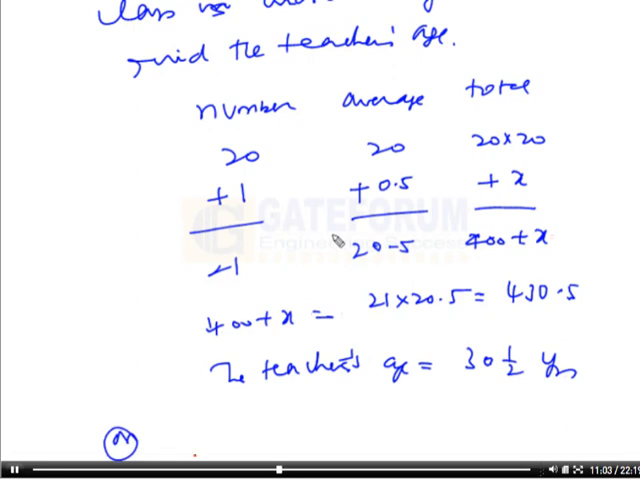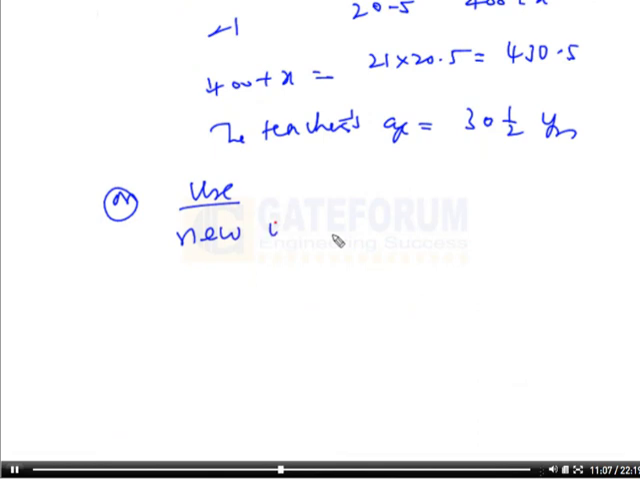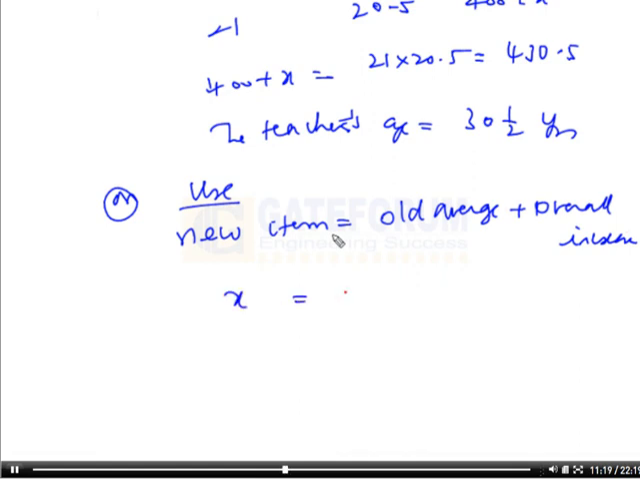Or we can use new item equal to old average plus overall increase. The new item is the teacher's age. Old average was 20. Overall increase is, for 21 items, half into 21. So it is 20 plus 10 and a half. That's what we are getting as 30 and a half.